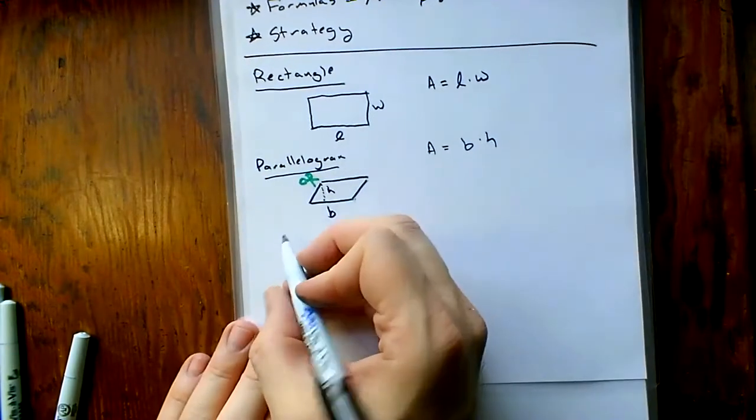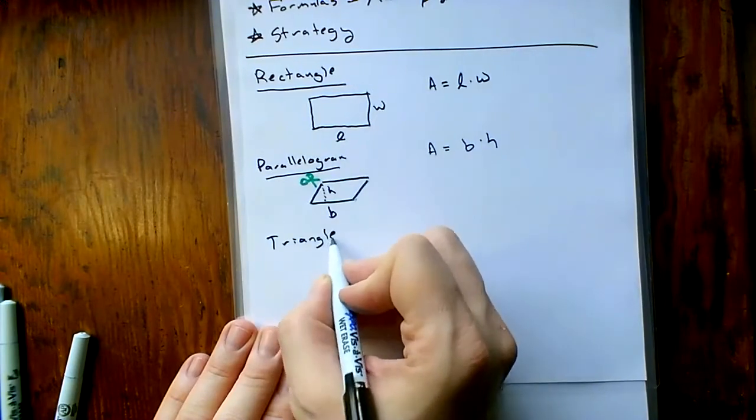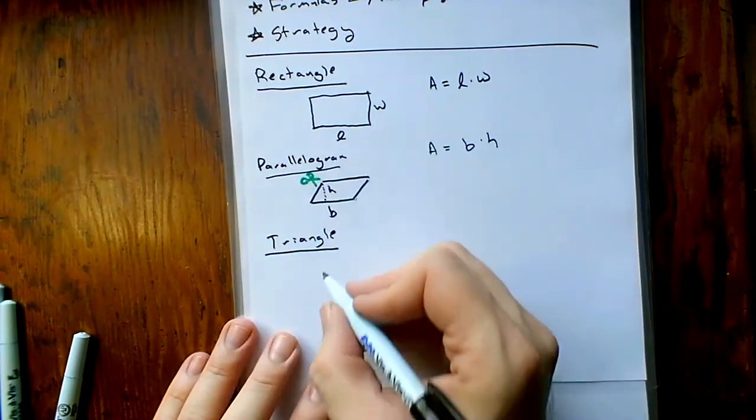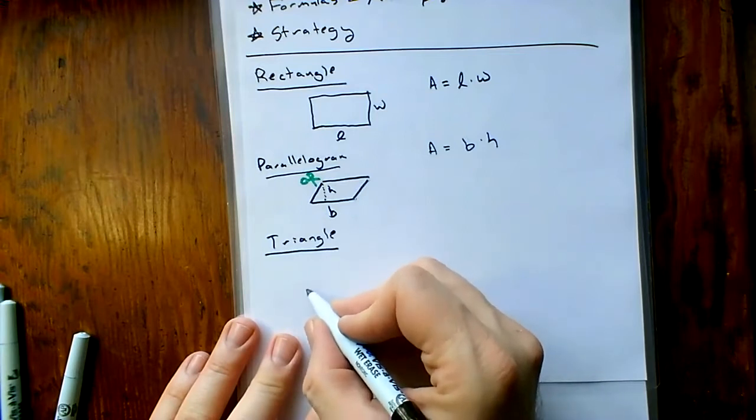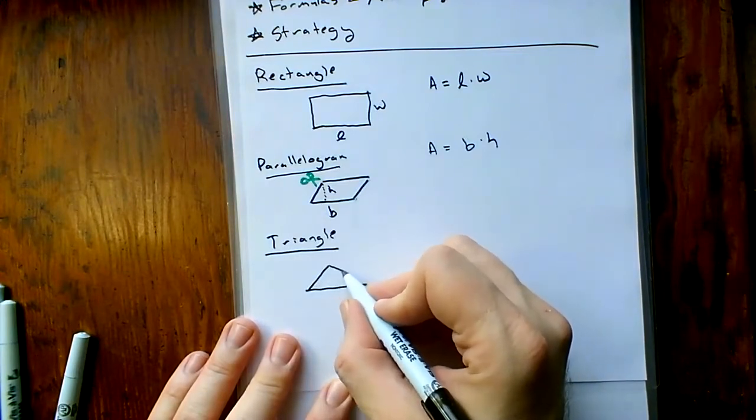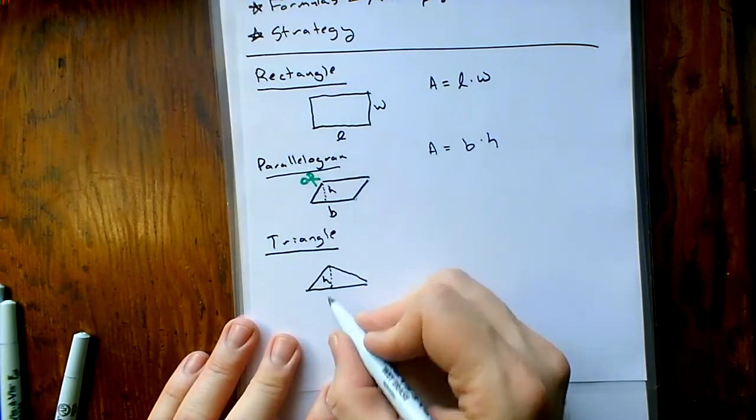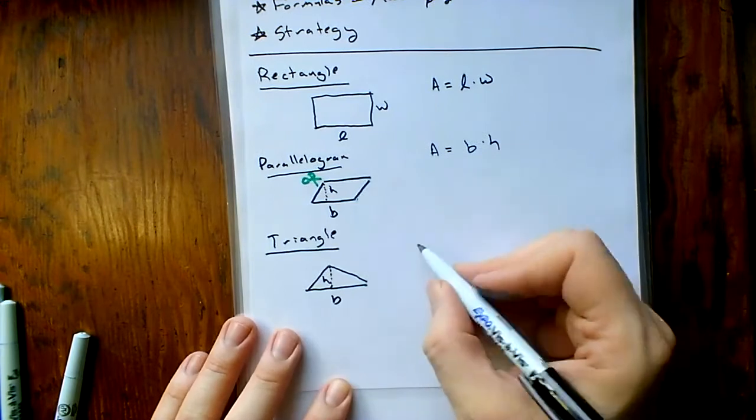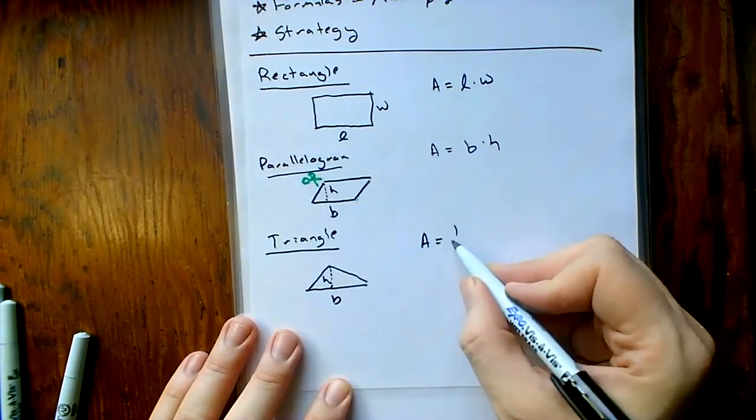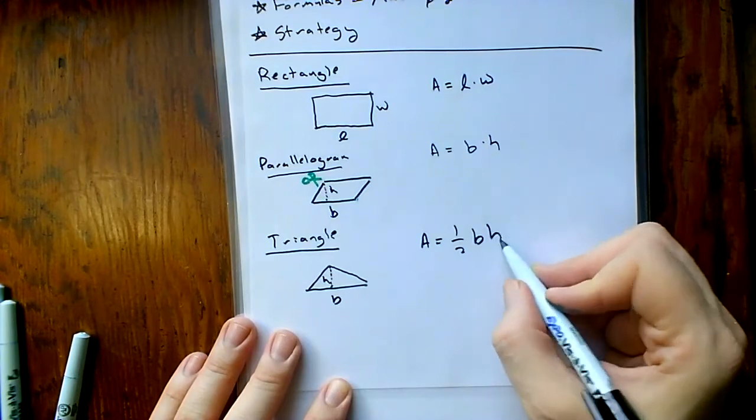next, let's talk about a triangle. And with triangles, you're also going to be given a base and a height. The area here is going to be 1/2 of the base times the height.